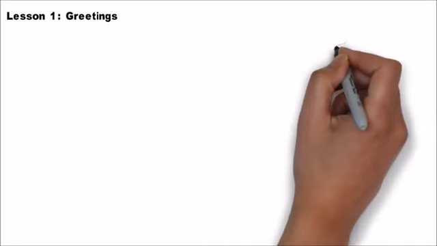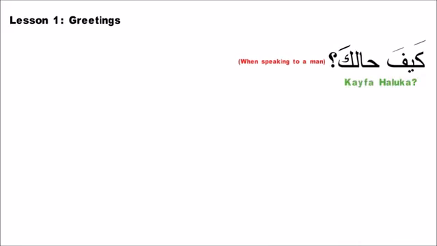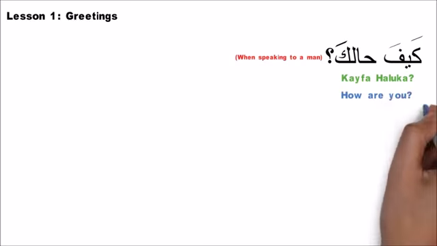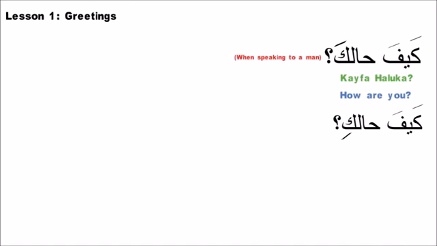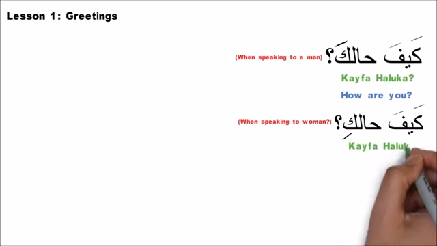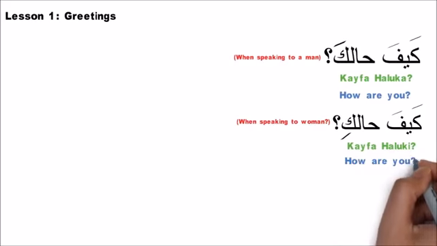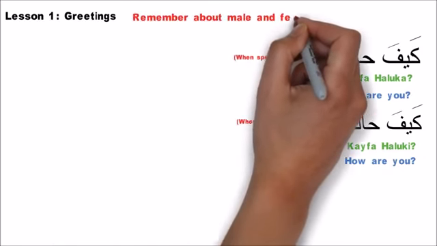Now let's ask about the person. كيف حالك؟ It means how are you? And كيف حالك is for female. Whenever you are talking to a man, you will say كيف حالك؟ And if you are talking to a female, then you will say كيف حالك؟ In Arabic, they use both male and female gender, so remember this and take note about it.